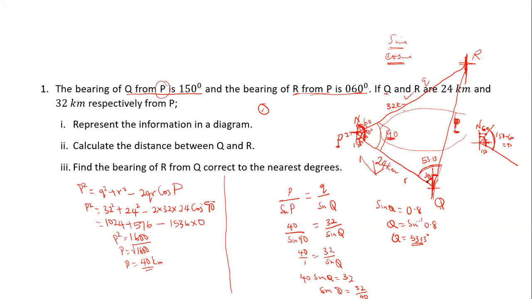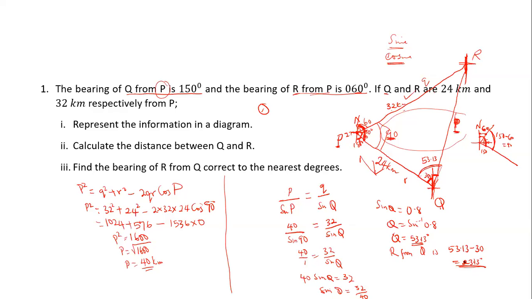But the one we need, since we know that from here to here is already 30, the remaining one that we need is this one. So what would that be? It means we are going to remove 30 from 53.13. So you can say that the bearing of R from Q is 53.13 minus 30, and that will give us 23.13 degrees.